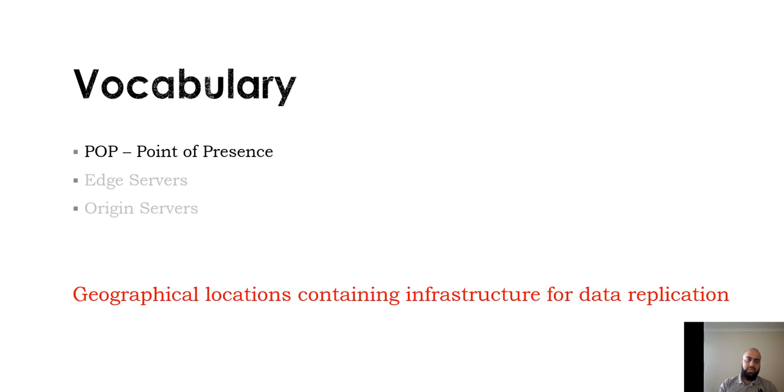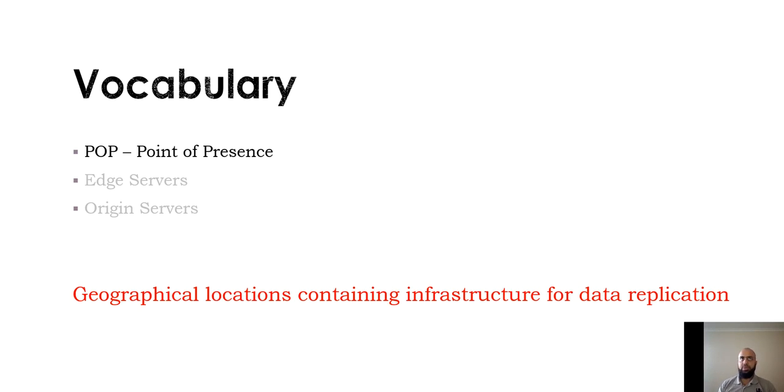Before we delve into the details of how a CDN works, it's worth looking at the vocabulary that's involved. Whenever you talk to someone regarding CDNs, a few important terms get thrown around. It's very important for us to understand those terms. We start off with what a point of presence is. In short, it's called a POP. A point of presence is a geographical location containing infrastructure for data replication.